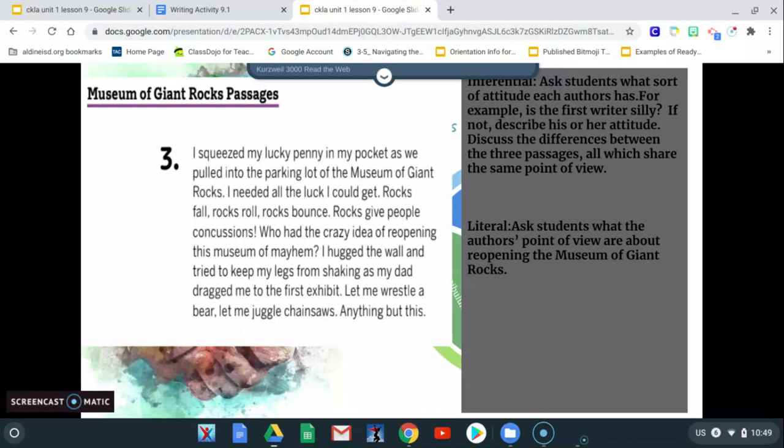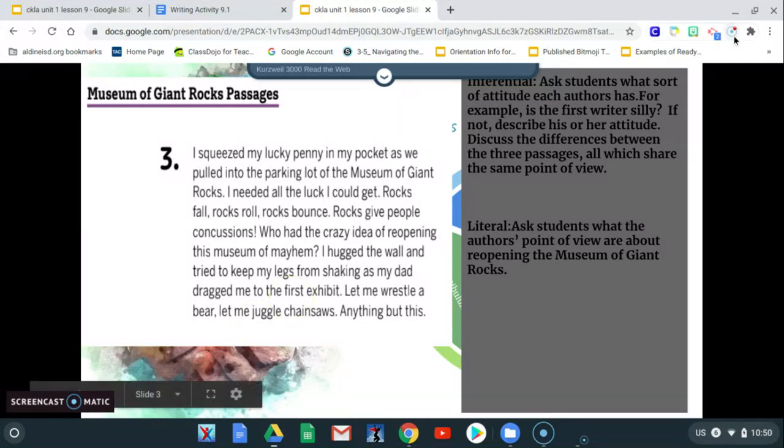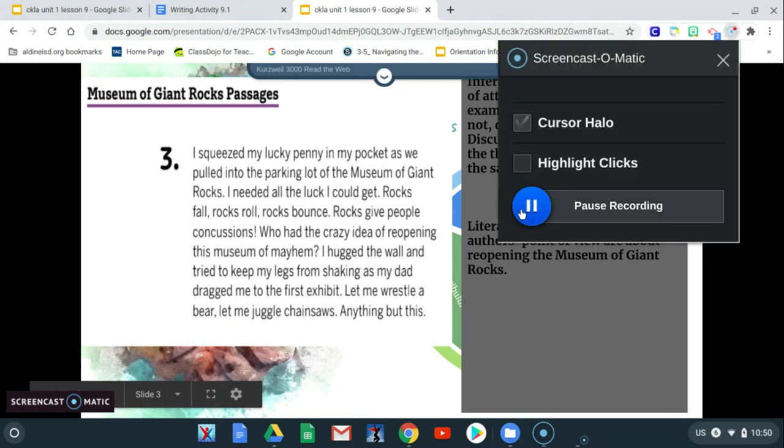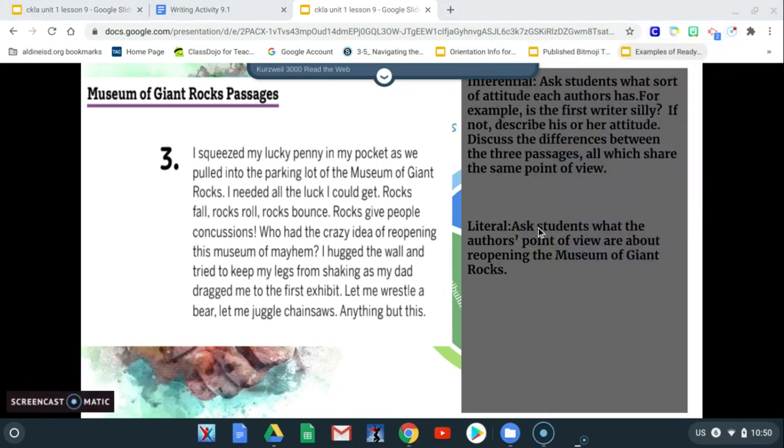So I want you to pause right there, reread the passages, and think of the tone, or how the narrator and the author were trying to portray how they felt through their words. So what do you think, boys and girls? What are some of the tones that you got from the first 3 passages?